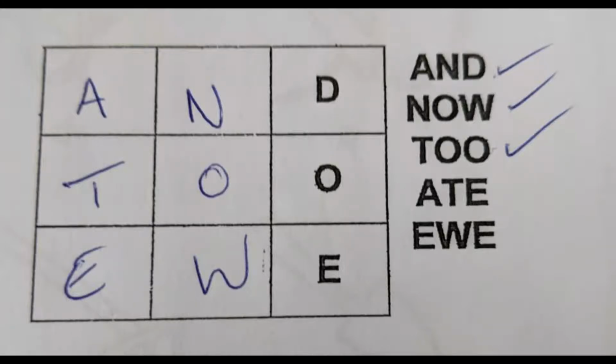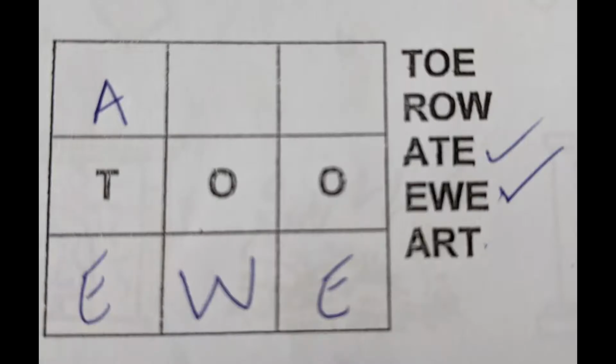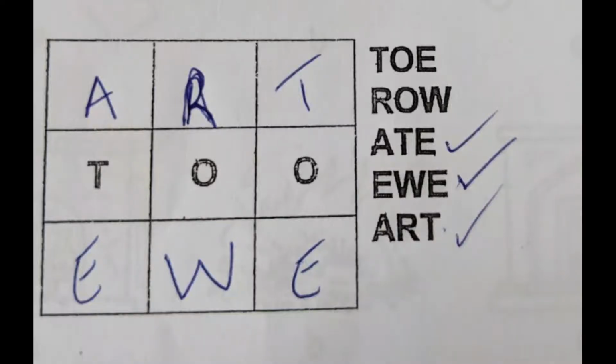Right, this is the last one I'm going to go through in step by steps, and I would start here with the word ate because it's the only one that has a T as the middle letter. Once you've got ate in, it allows you to place the word ewe across the bottom because ewe is the only one that begins with the letter E. Now that you've already placed ewe in, you can place the final word that you need to place in, art, across the top.